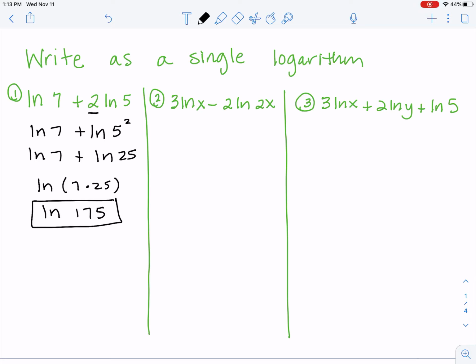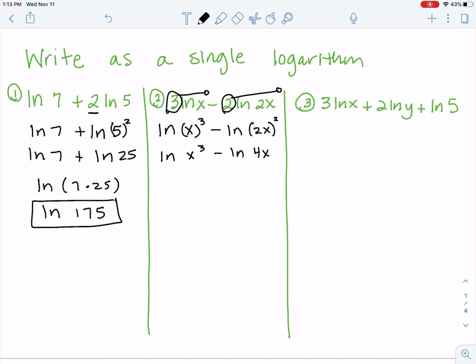Okay. Looking at number 2, we have 3 natural log x minus 2 natural log of 2x. I see the power properties here. I see 2 of them. So that would be written as natural log of x to the third minus the natural log of the quantity 2x squared. Well, that is the natural log of x to the third minus the natural log of 4x squared.